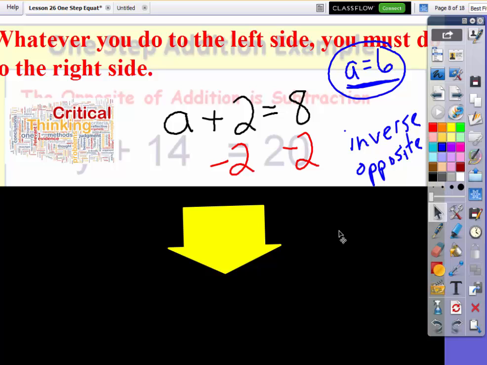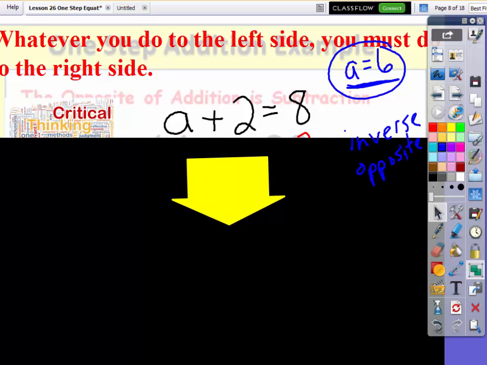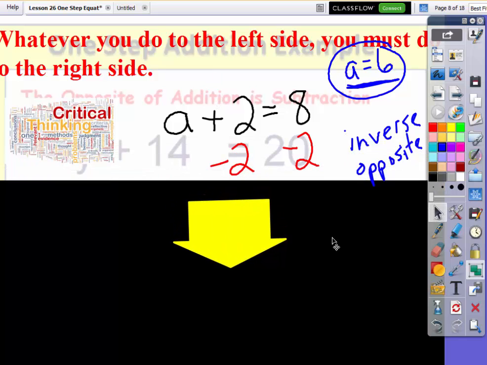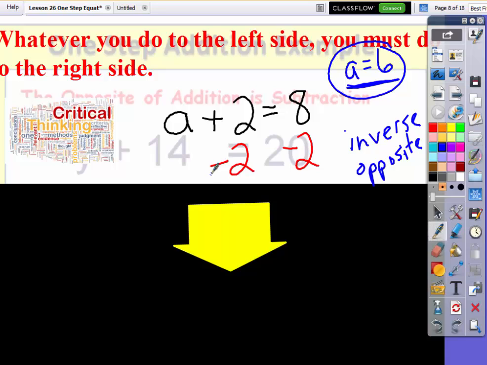So here's my original expression, a plus 2 equals 8. What's my opposite of addition? Well, I know the opposite of addition is subtraction, so I'm going to be subtracting, here's my subtraction, whatever my number is that's near the a.